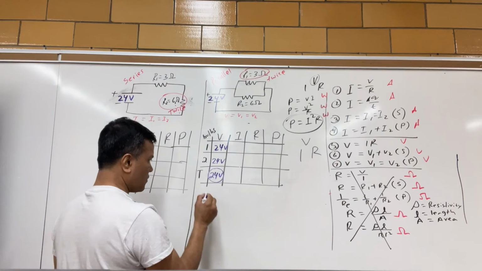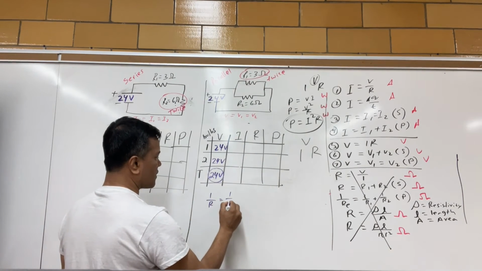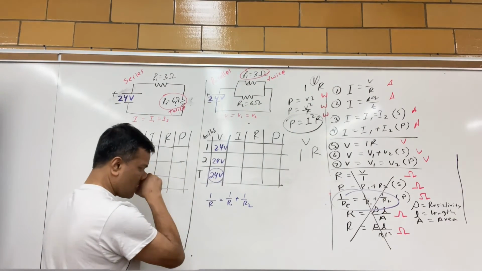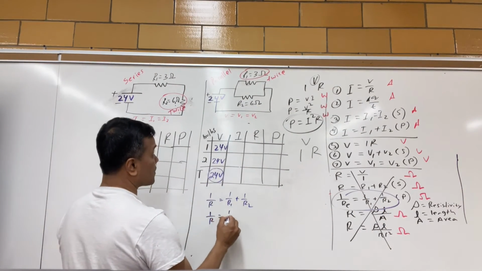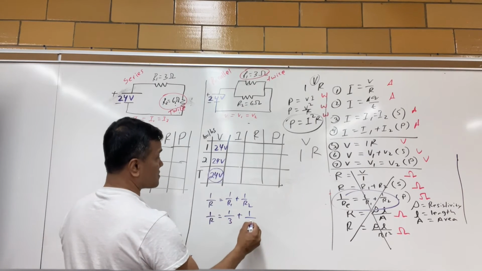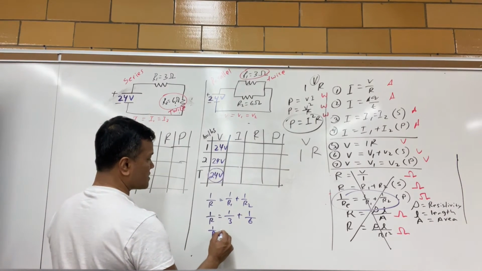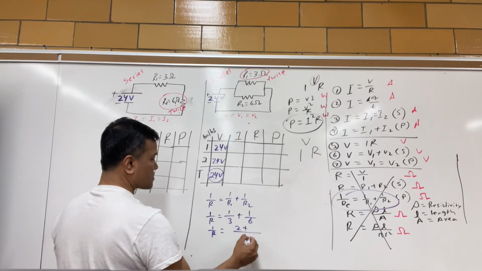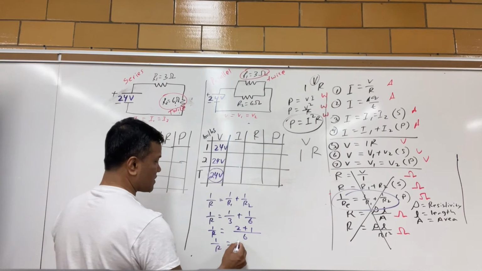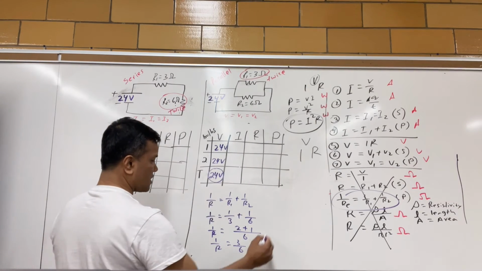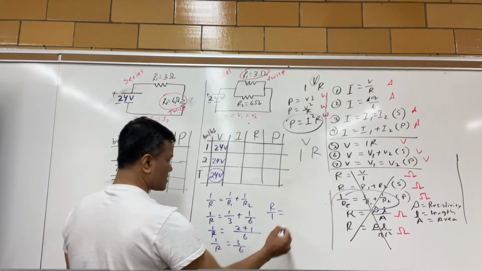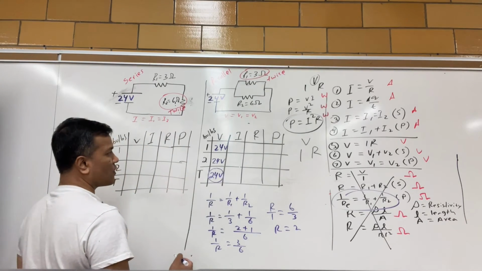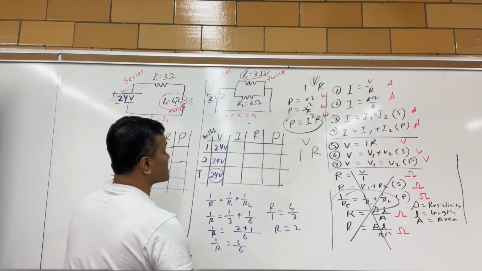So what do you know? 1 over R is equal to 1 over R1 plus 1 over R2. You've seen this equation right here. So 1 over R is equal to 1 over 3 plus 1 over 6. 3 goes to 6 twice, 6 goes to 6 once. So 1 over R is 3 over 6. So then R over 1 is 6 over 3. So R is 2.